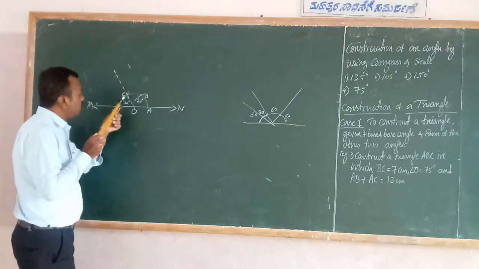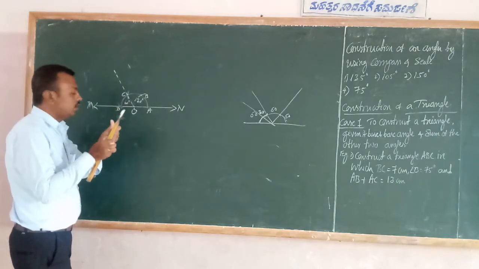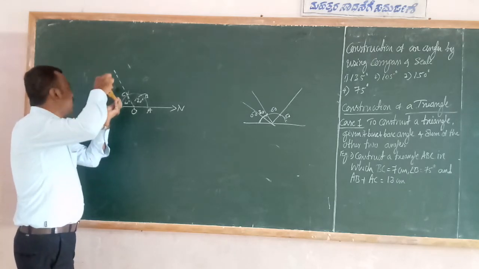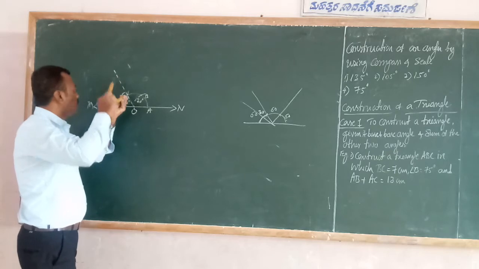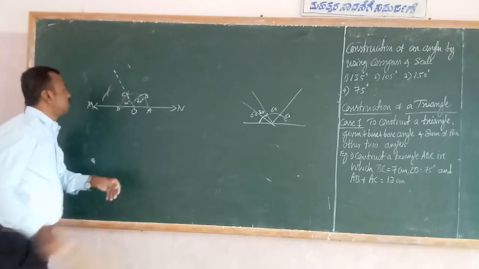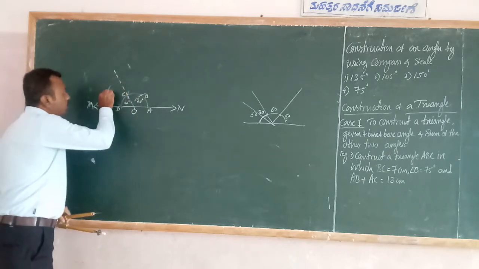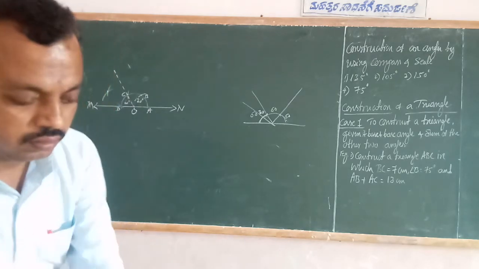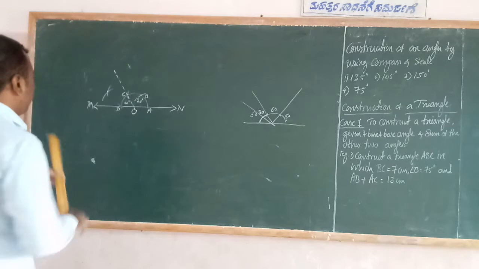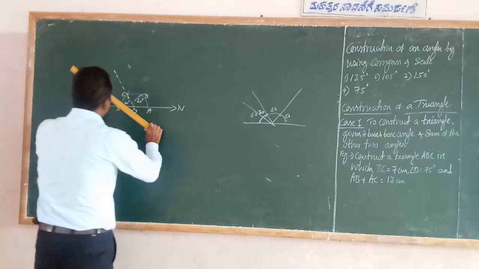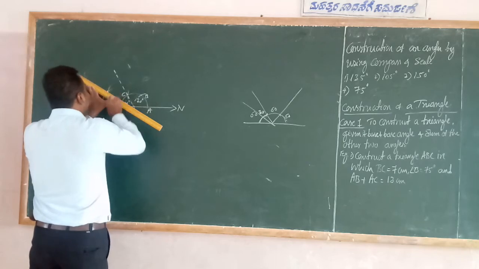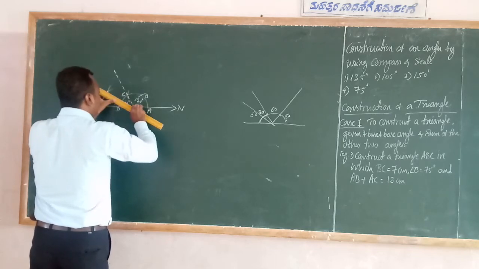Now you have to bisect this angle, so take any suitable radius, keep on the point D and cut one of the arcs, and keep on the point C and cut the other arc, so that intersection point we have to join. See, I am joining the O and N, the intersection point of the arcs.